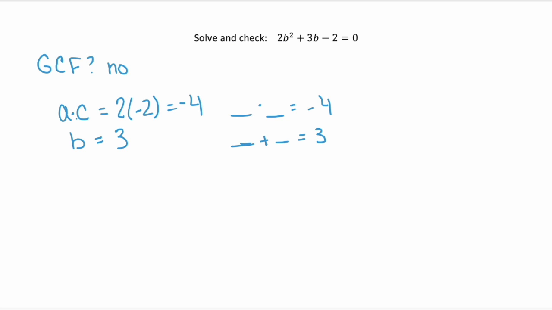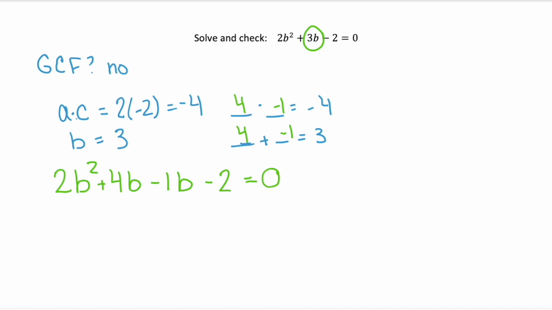So we need to find the two numbers that multiply to negative 4 but also add to 3. And those numbers would be 4 and negative 1, right? Because 4 minus 1 is 3. So remember, these two numbers tell us how to rewrite this middle term. So we rewrite that polynomial as 2b squared plus 4b minus 1b minus 2 equals 0.